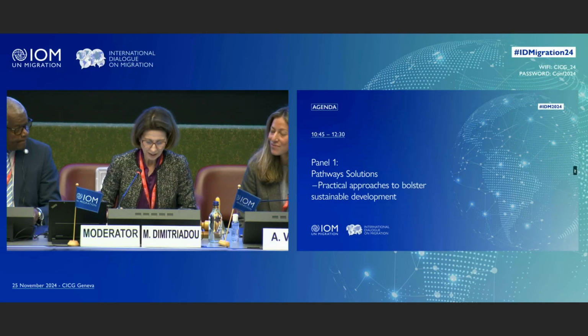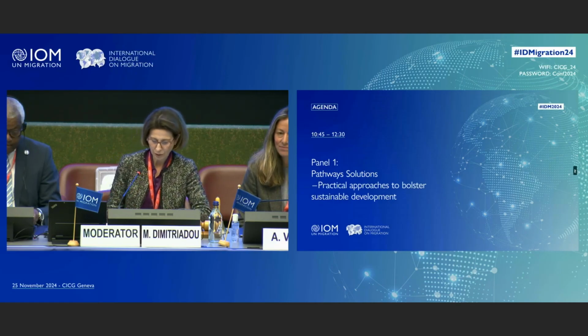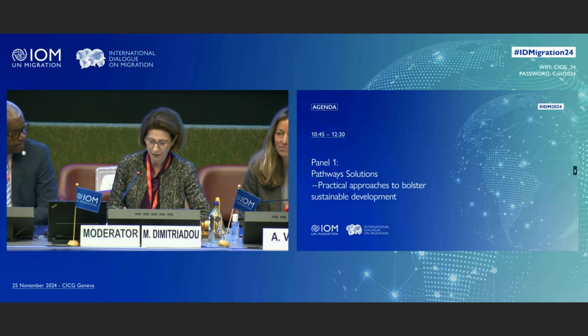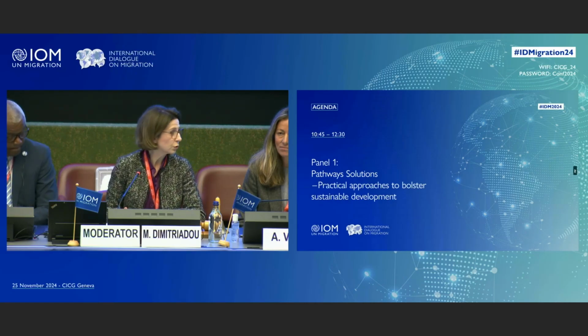It's a pleasure to join you all today. Now, let me start with you, Minister Santos. Diaspora is a true catalyst for sustainable development. Through remittances, migrants sent to countries of origin.